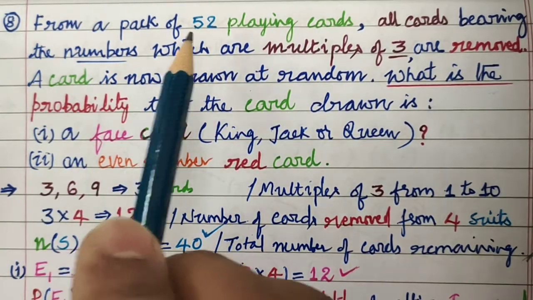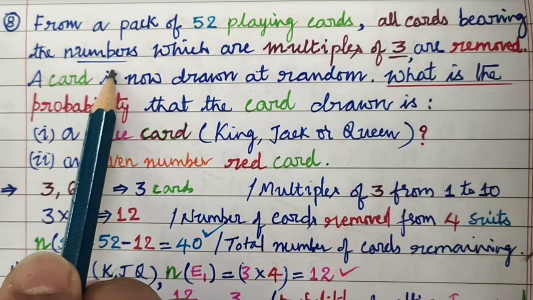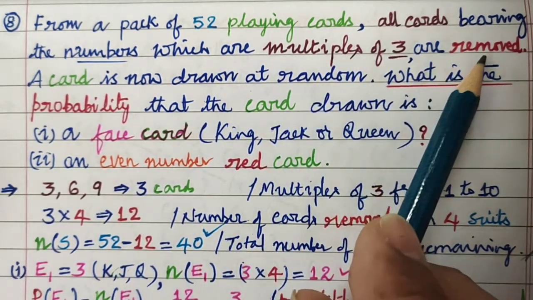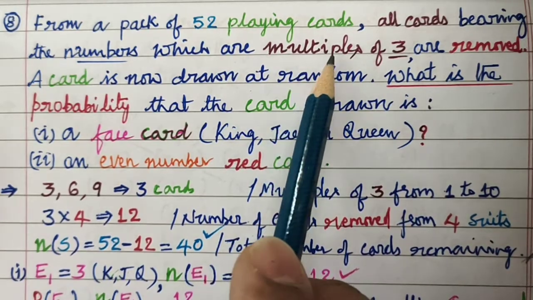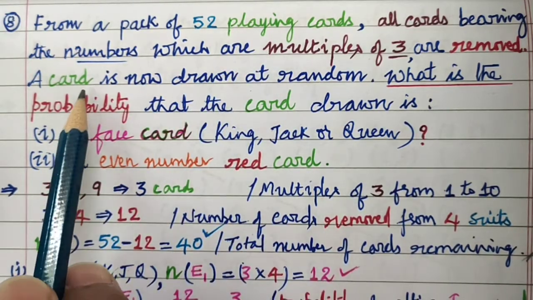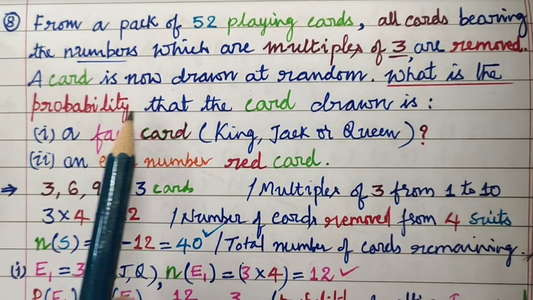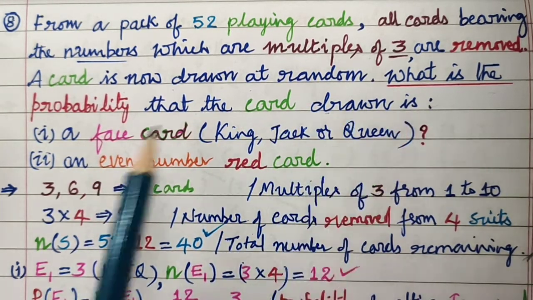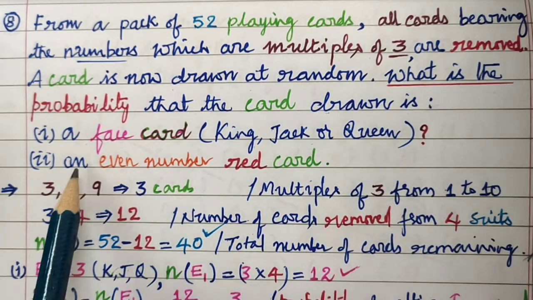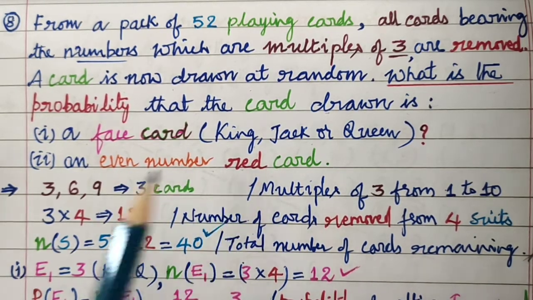From a pack of 52 playing cards, all cards bearing numbers which are multiples of 3 are removed. A card is now drawn at random. What is the probability that the card drawn is a face card? A face card means king, jack or queen. An even number card which is a red card.